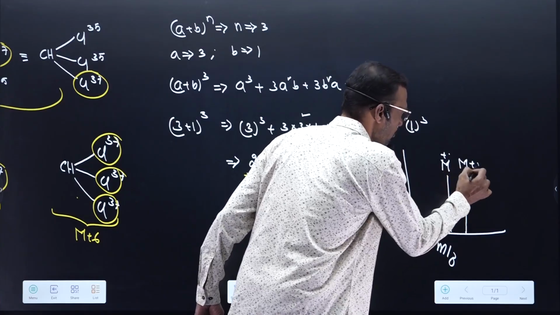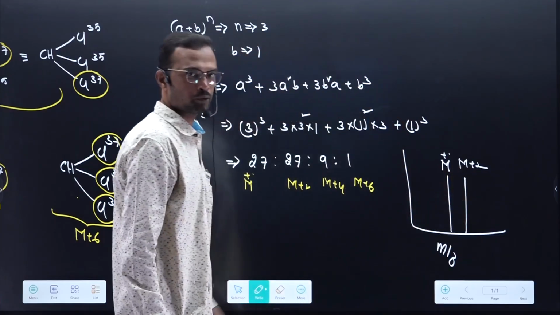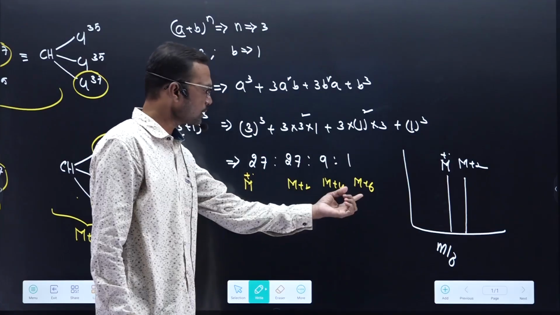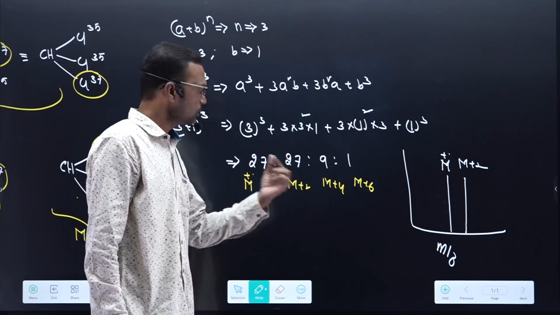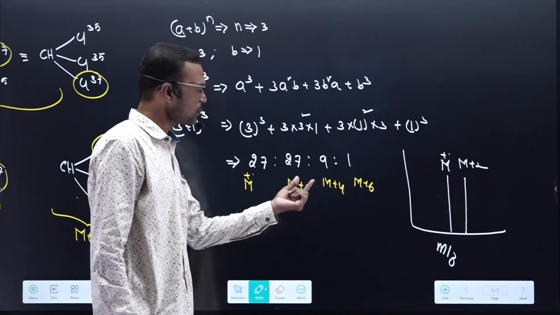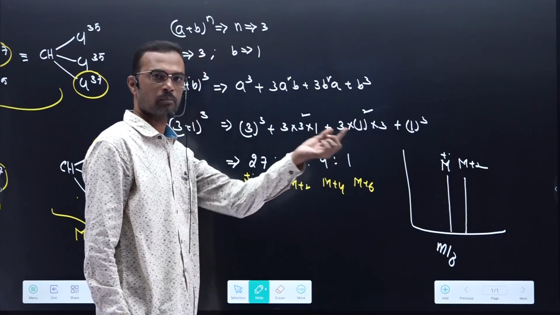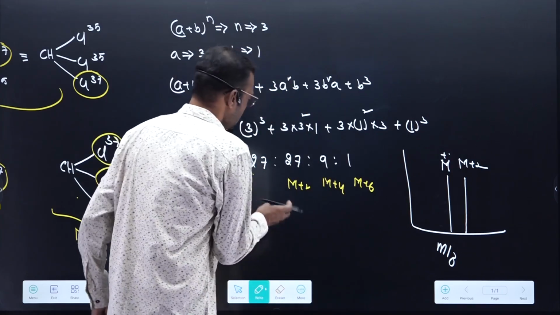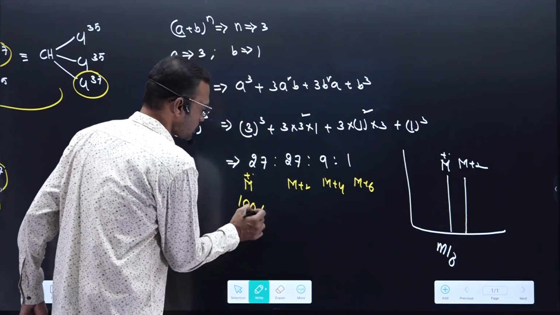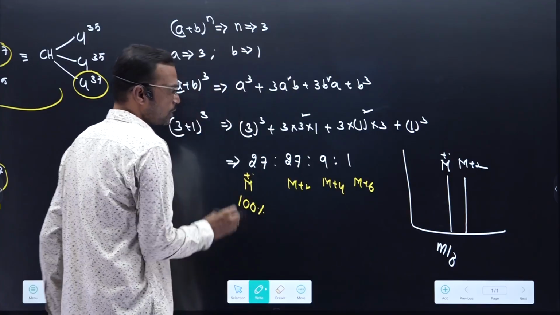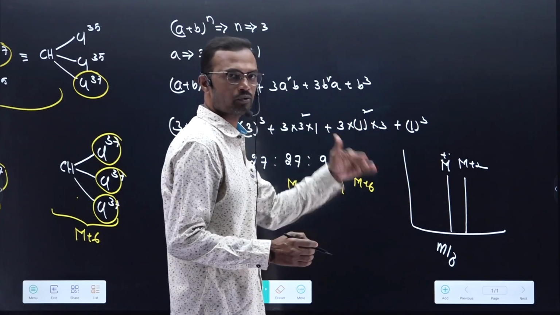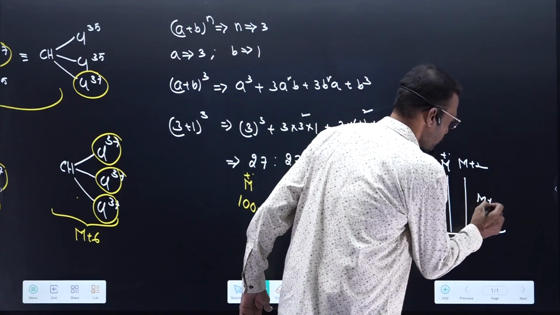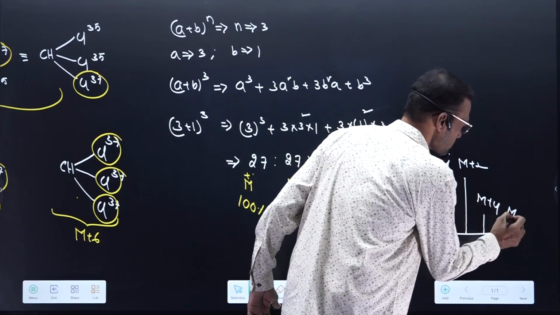Don't think it is bromine. If you are getting more than 1 peaks, M plus 2, M plus 4, M plus 6 like that, at that time be careful, it is not bromine. Sometimes it may be chlorine, if you are getting M plus 2, M plus 4, M plus 6, if the number of chlorines is high. So now here 9, this 27 is assumed as 100%, remember. 9 will be not even 50% here. So this is M plus 4, and here 1% becomes M plus 6.